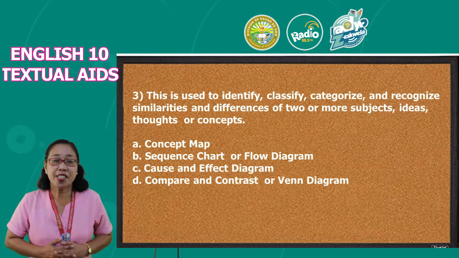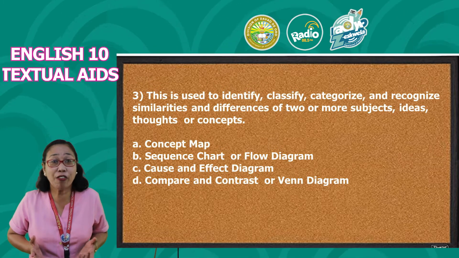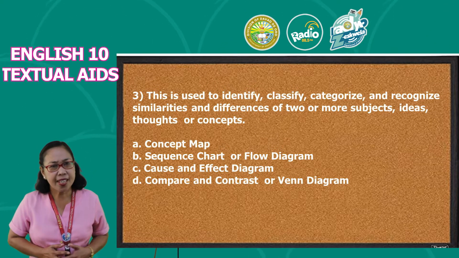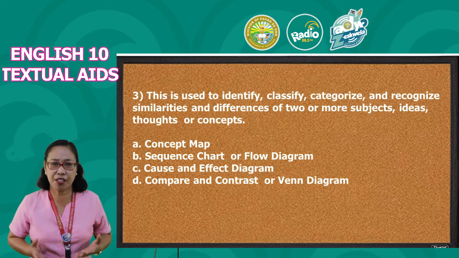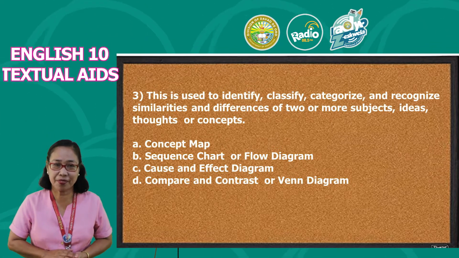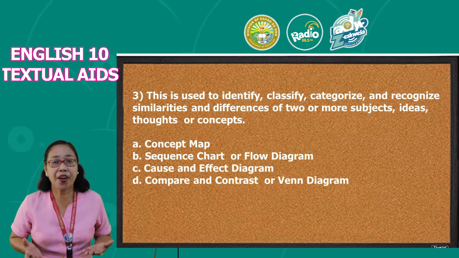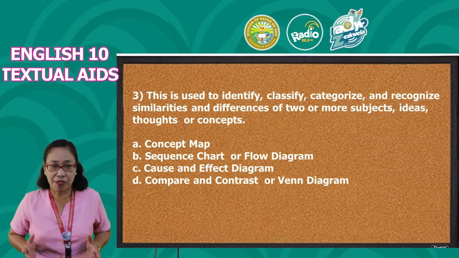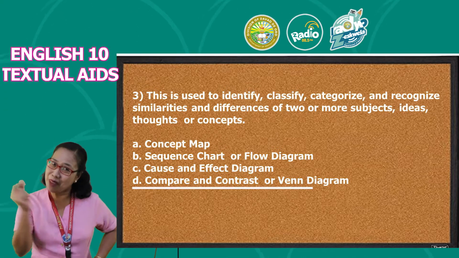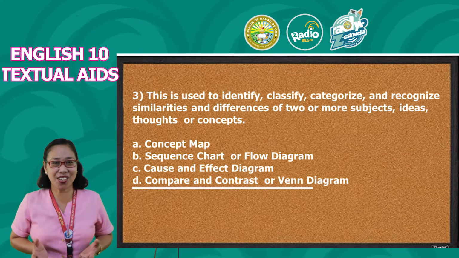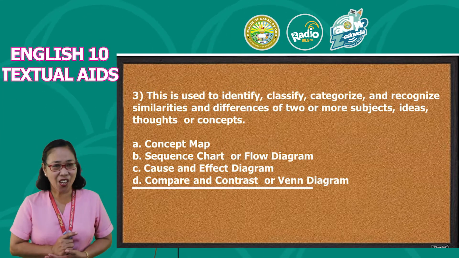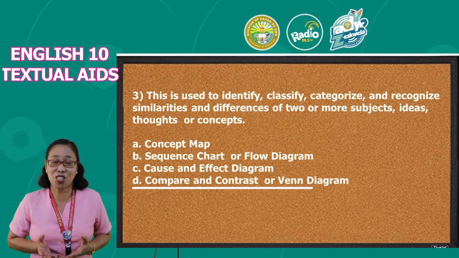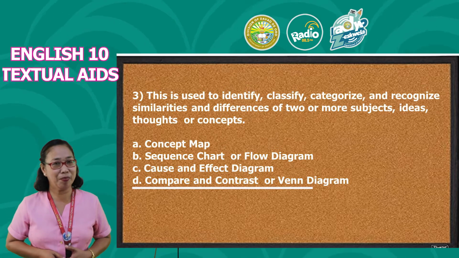B. Sequence chart or flow diagram. C. Cause and effect diagram. D. Compare and contrast or Venn diagram. Amazing! The correct answer is letter D, compare and contrast or Venn diagram.